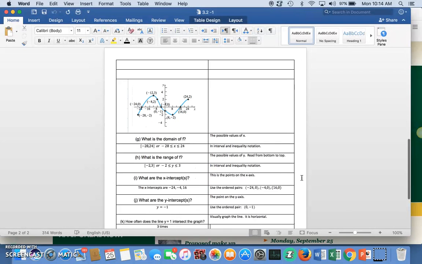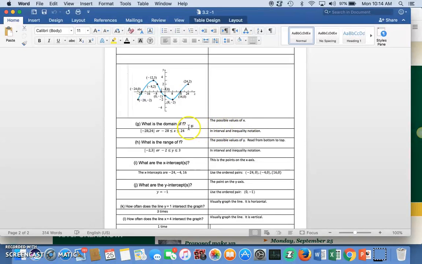Then you've got a few more questions, and I've redone the graph again. What is the domain? The lowest x value is negative 28, and then you've got x's all along here until you get to positive 24. That's the interval notation, and this is the inequality notation. The endpoints are included because they're darkened. The range: the lowest y that you have is negative 2, and the highest y you have is 3. So you're reading from negative 2 to positive 3 for your range. That's in interval and inequality notation.